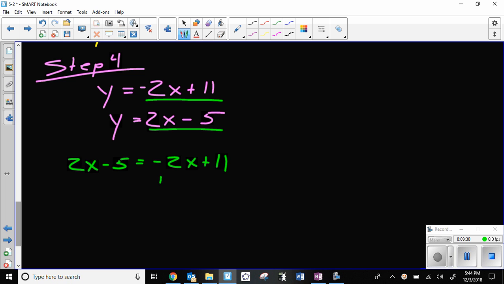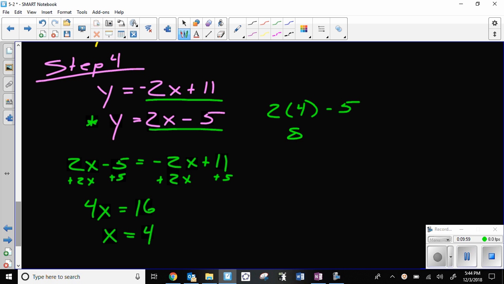I'm going to add this 2x over to give me 4x on this side, and then I'm going to add 5 over to get me 16. I'll divide by 4, and x is going to get me 4 out of this. So I found my x, and now I got to find my y. I'm going to use this equation to plug 4 in for x to get my value of y. So 2 times 4 minus 5, that's going to give me 8 minus 5, which is the value of 3. Okay, so then my point of intersection is going to be 4 comma 3.